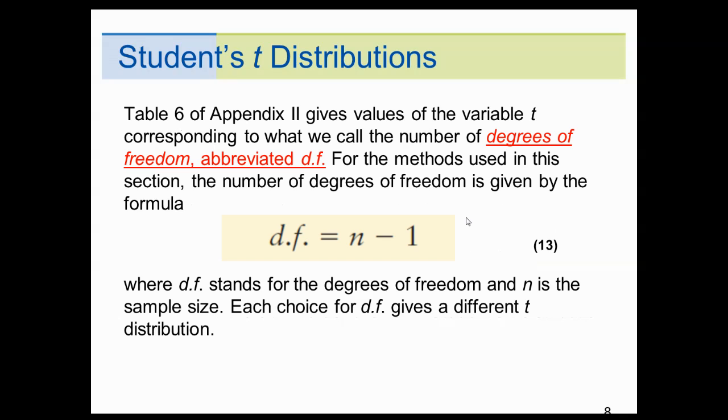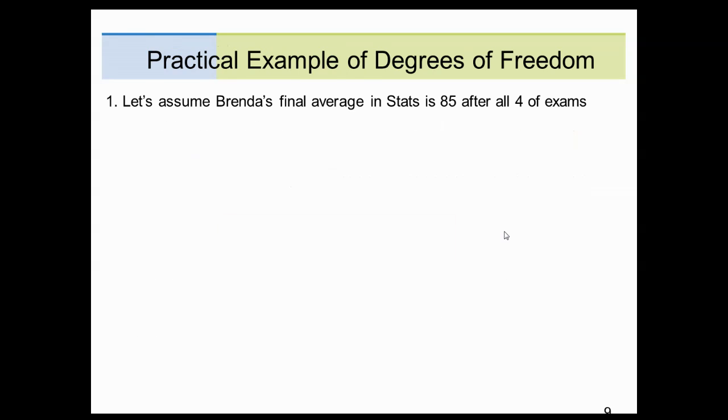A couple things have changed. We don't know sigma, the standard deviation of the population. We know s, the standard deviation of the sample. In order to use this student's t distribution, we introduce something called degrees of freedom. Simply stated, the degrees of freedom, df, is the sample size minus 1. That's all there is to it.